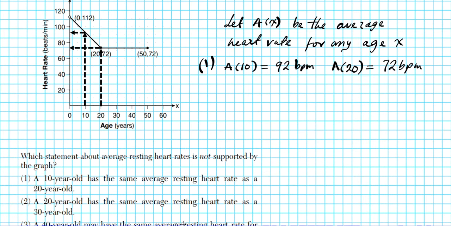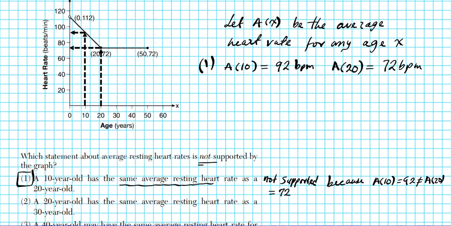So why is that the case? Let's write this down. So option 1 is not supported. Why? Because A of 10, which is equal to 92, is not equal to A of 20, which is equal to 72. That's a false statement. Okay, so they do not have the same average resting heart rate. So our answer is option number 1 because we're asked to select the one that's not supported.